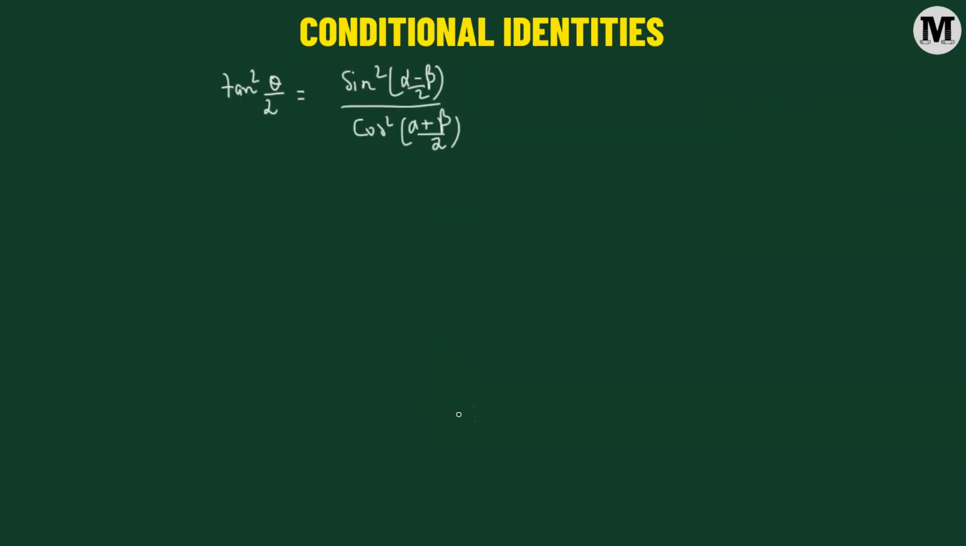Let's take the square root on both sides, and we're only going to consider the positive value. That's such that we get tangent of theta over 2 equals sine of alpha minus beta divided by 2, whole divided by cosine of alpha plus beta divided by 2. So here we're only considering the positive value.